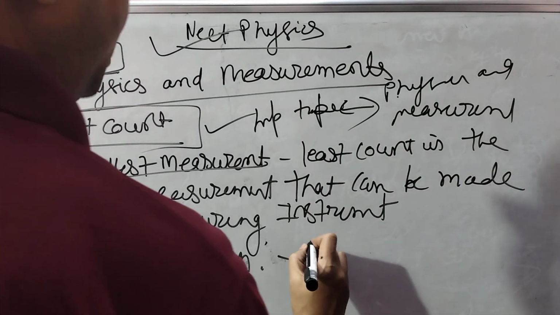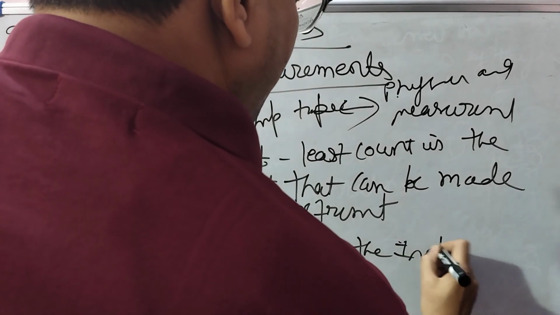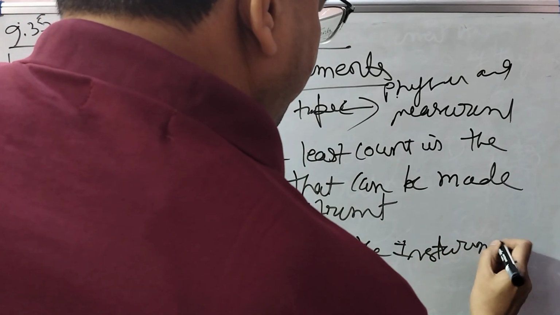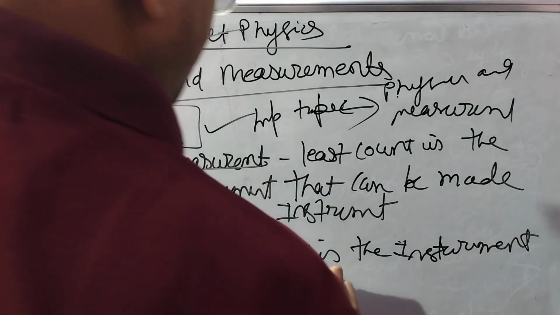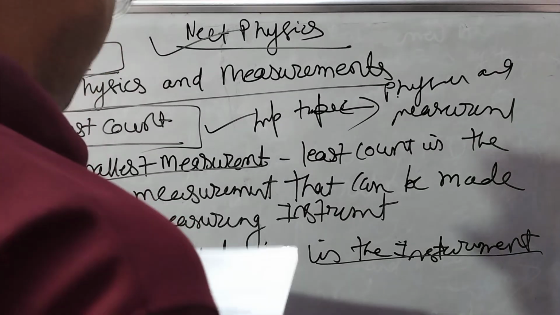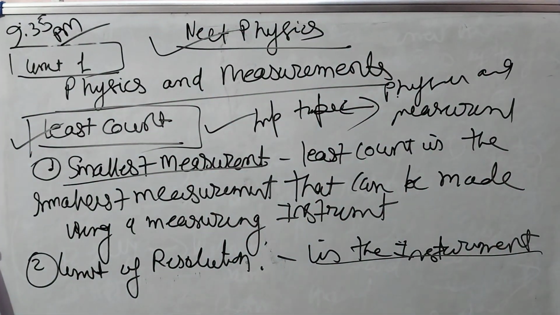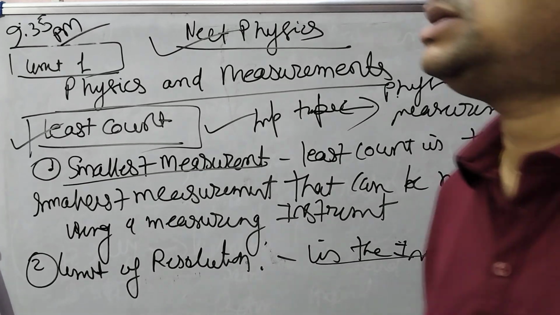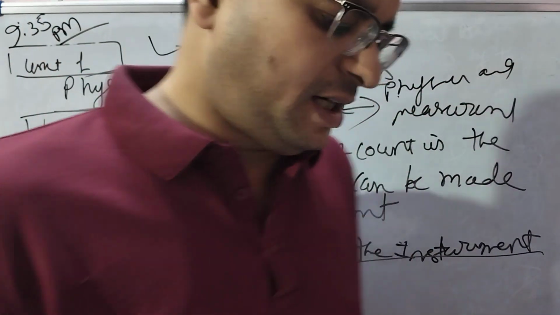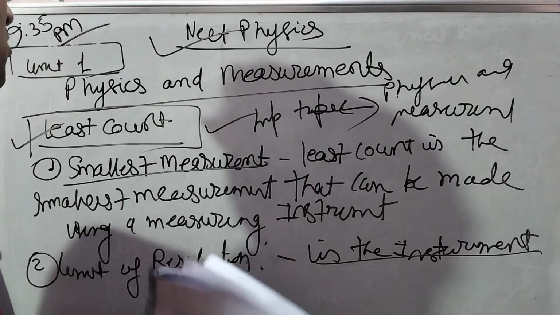Limit of resolution is of the instrument. Whose limit of resolution will it be? It will be of the instrument. Okay, just write it down. So limit of resolution is the instrument's resolution, and we can say that is the least count.